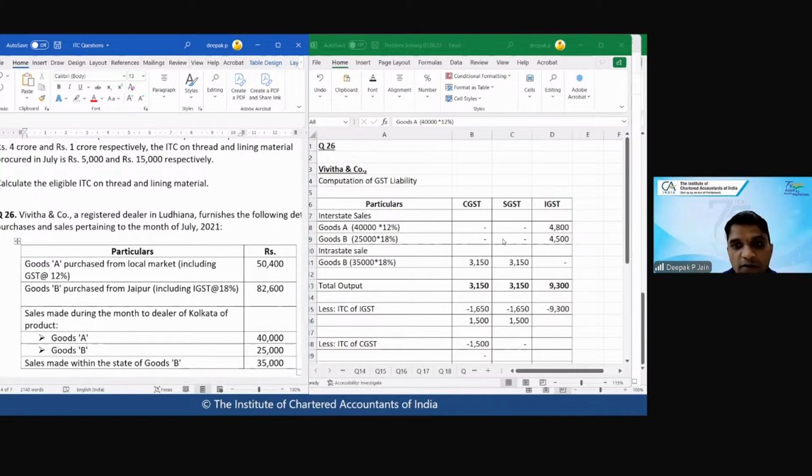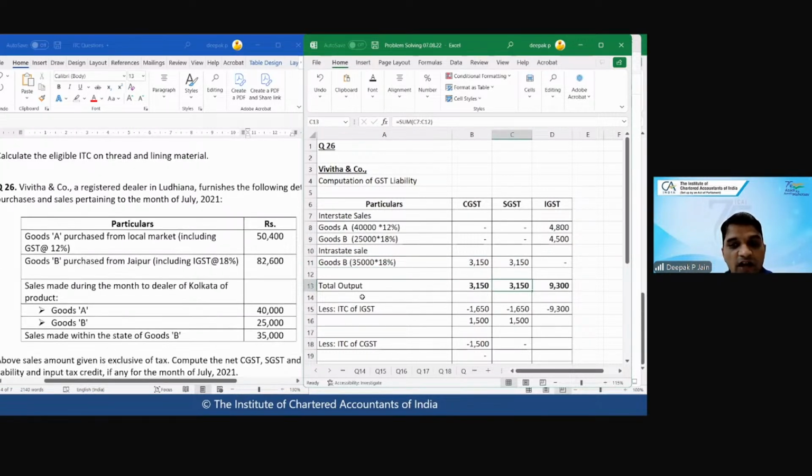The sales have been mentioned here: 40,000 of interstate sales, so you'll charge IGST. Goods B, again interstate sales, 25,000. And then intrastate sale is sale of goods B at 35,000 value. On that, it is 18%. So your output tax is this much.